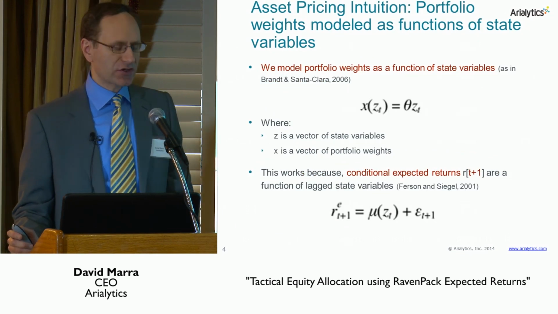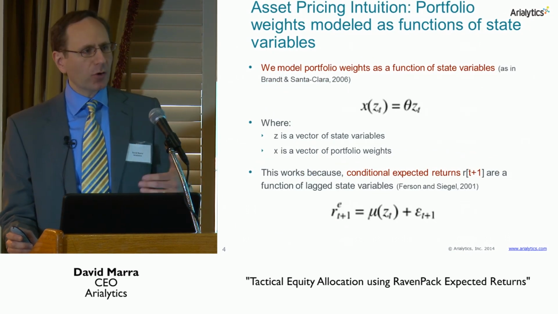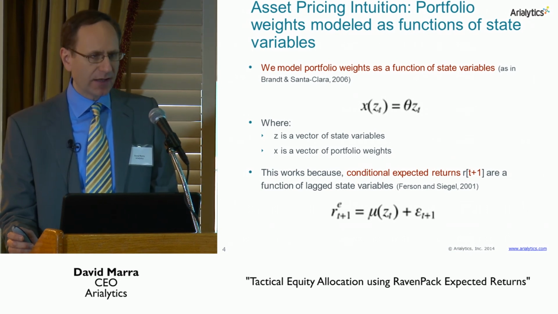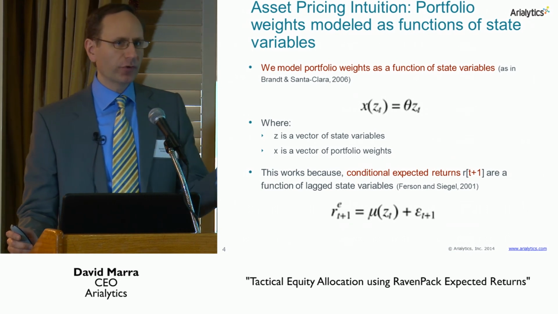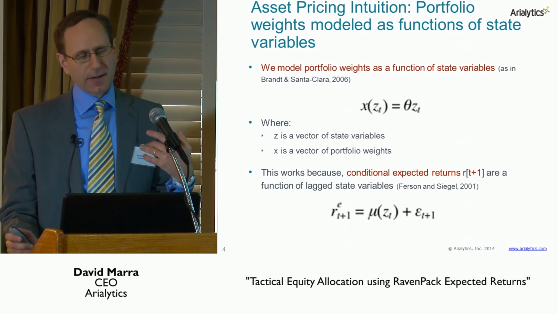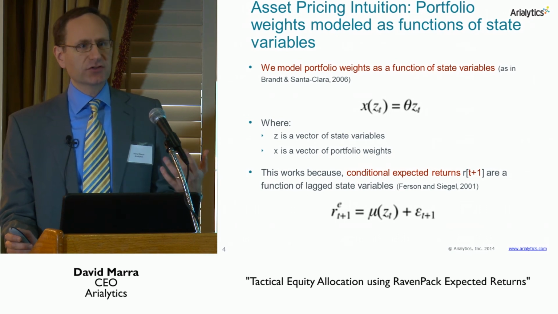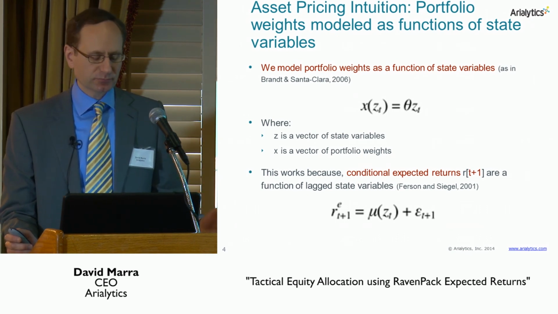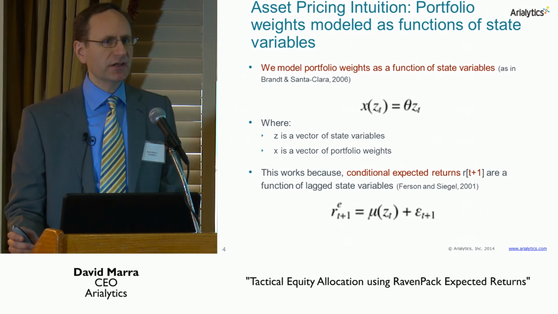Just a little bit of notation. We're going to model portfolio weights as a function of state variables. And the first formula just says that X is your vector of portfolio weights and Z is your vector of state variables. And it's saying that your portfolio weights vary over time as a function of state variables. That's basically what we're modeling.